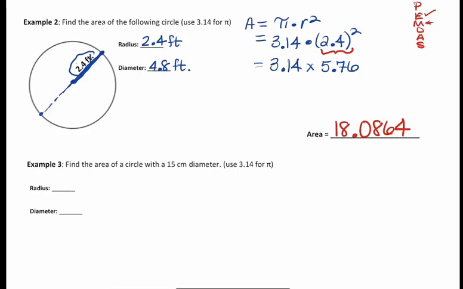So you got 18.0864, and this is square feet, because area is always square units. Always, always, always square units.